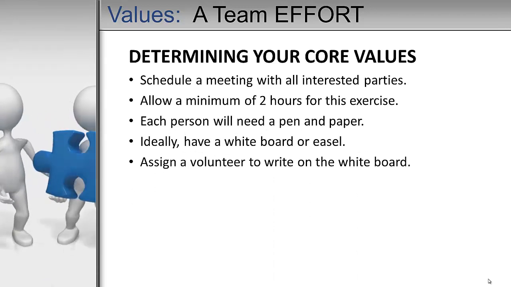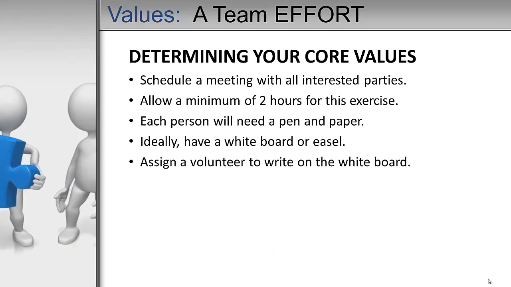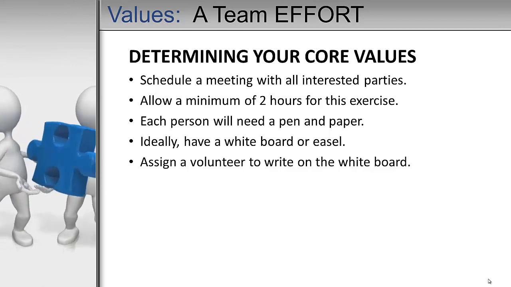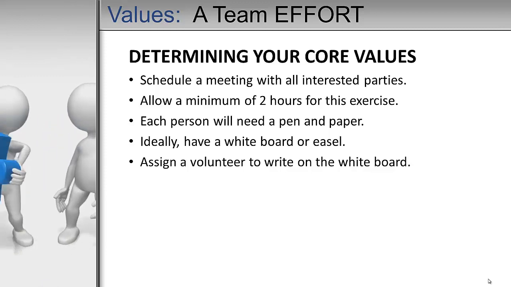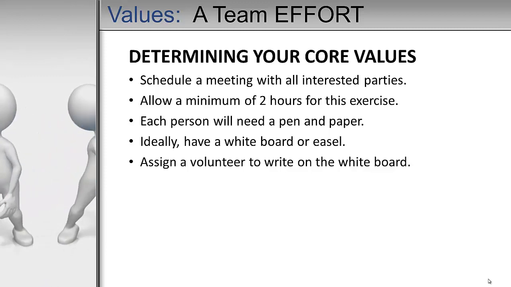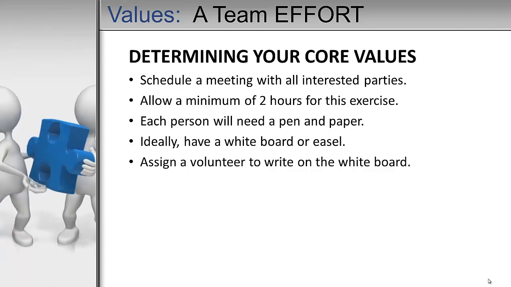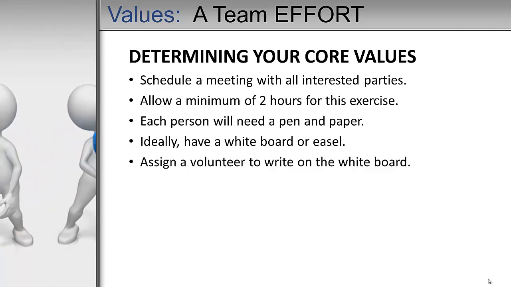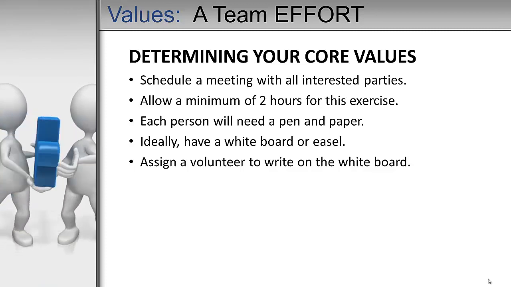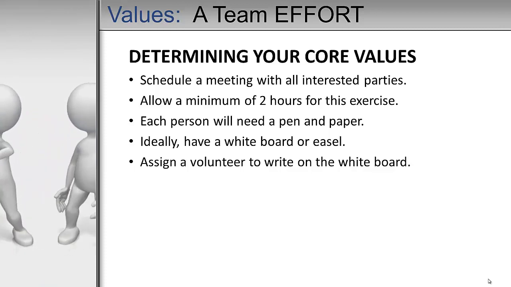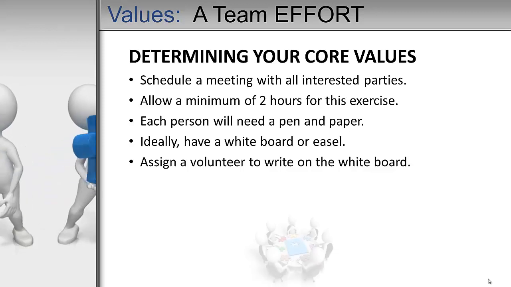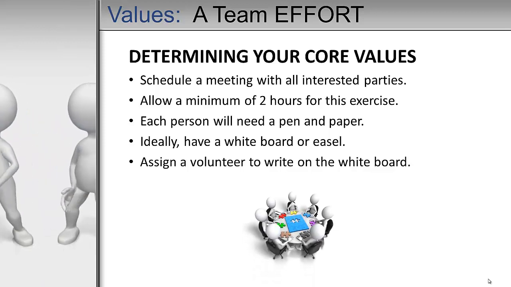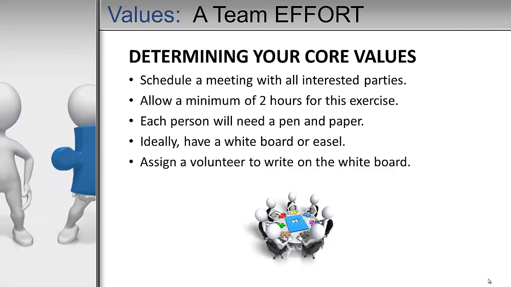So the first thing that you need to do is schedule a meeting with all of the interested parties. Allow a minimum of at least 2 hours for this exercise. Each person in attendance is going to need a pen and some paper to write with, and ideally you should have a whiteboard or easel that you can keep a master list on. Assign a volunteer to write on that whiteboard. Got the instructions? Okay, let's keep going.